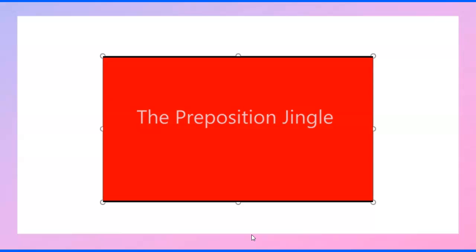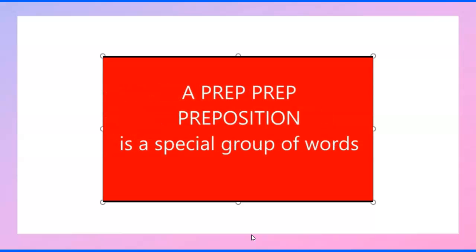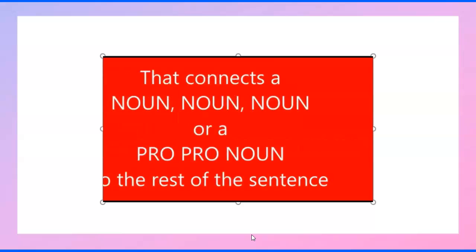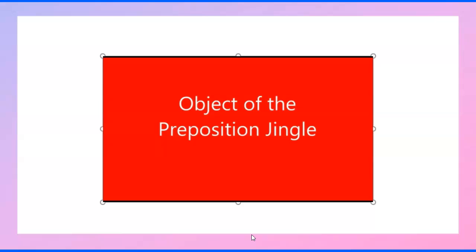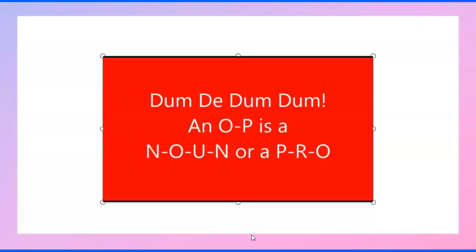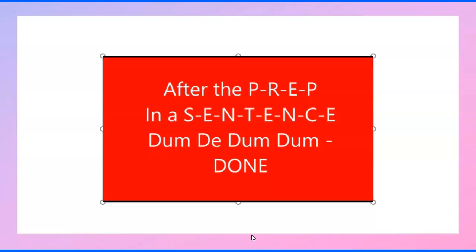The preposition jingle. A preposition is a special group of words that connects a noun or a pronoun to the rest of the sentence. The object of the preposition jingle. An OP is a N-O-U-N or a P-R-O after the P-R-E-P in a S-E-N-T-E-N-C-E.